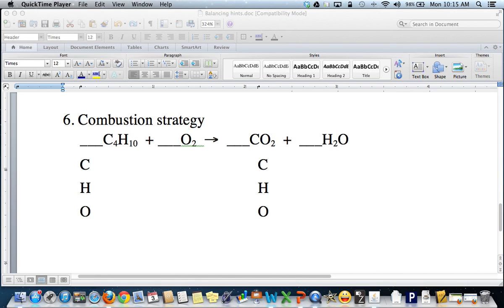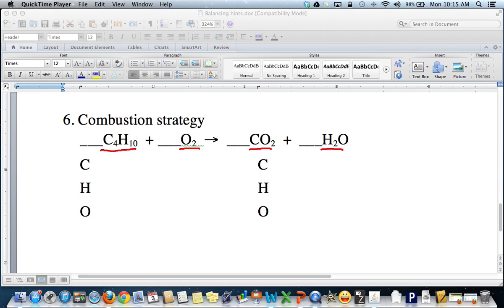Last one, the combustion strategy. Anyone want to take a guess as to what type of reaction this is? How about combustion? Yeah, it says it right in the title there. Noted by a hydrocarbon plus oxygen. And here's something for you. You always get carbon dioxide and water.